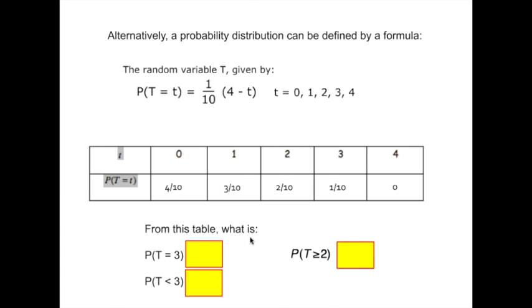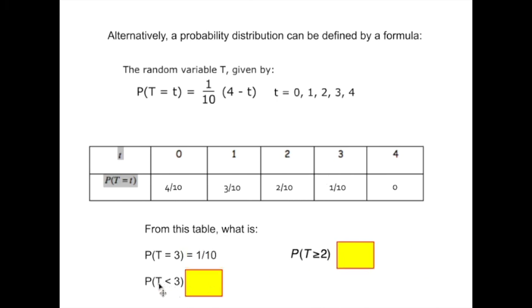From this I can then derive various probabilities. So this is a notation that you're going to see very, very commonly throughout this probability distribution topic. So what is the probability that the random variable T is equal to 3? So that's then equal to a tenth.